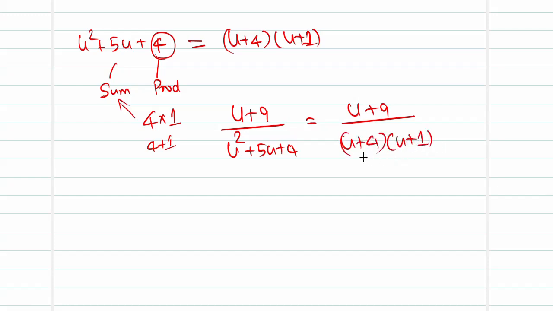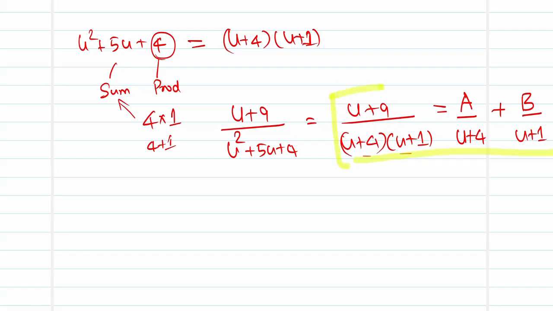Now we notice that both the factors available over here are different and they are linear in nature. So I can just substitute one constant, A, for the first factor u plus 4, and then give the second constant, B, for the second factor u plus 1. So this is the partial fraction which we are now going to solve for.